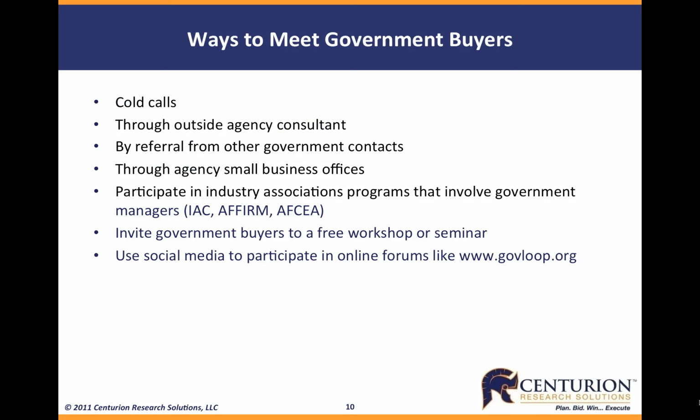One impact of the tightening of federal budgets is that federal managers are even more reluctant to entertain cold calls. However, they are usually receptive to learning about how your solution relates to their problem. So do your homework before visiting them. You can gain information and introductions from outside by referral from other government contacts, through agency small business offices, and by participating in industry association activities that involve government managers. You can also invite potential government buyers to a free workshop or a seminar. I would encourage you to be active in social media forums like govloop.org and LinkedIn groups.